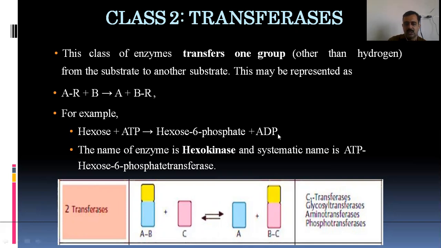The name of the enzyme is hexokinase, so kinase with the -ase suffix. The systematic name is ATP:hexose 6-phosphotransferase. See here, A, B, and C: A will be left out and B and C will be joined. So these are transferases, such as glycosyl transferases, aminotransferases, and phosphotransferases. This is group 2, the transferase reaction.